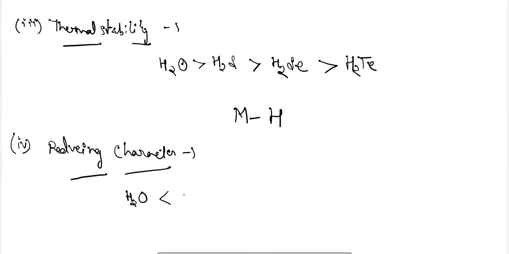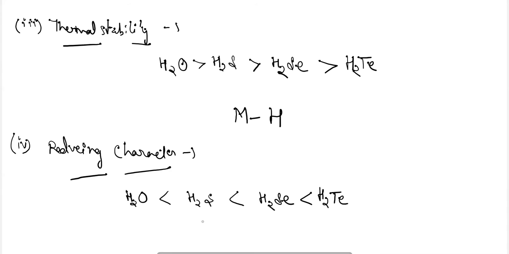Water has the least reducing nature. Hydrogen sulfide has more reducing nature than water. Hydrogen selenide has the intermediate reducing nature, while hydrogen telluride has the highly reducing nature. The reason is the decrease in the thermal stability: the instability of the hydride increases, and the greater reducing nature is produced.